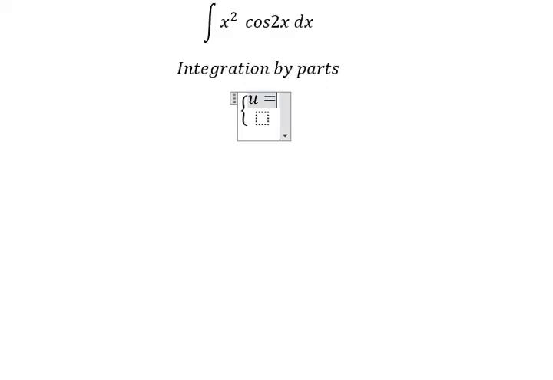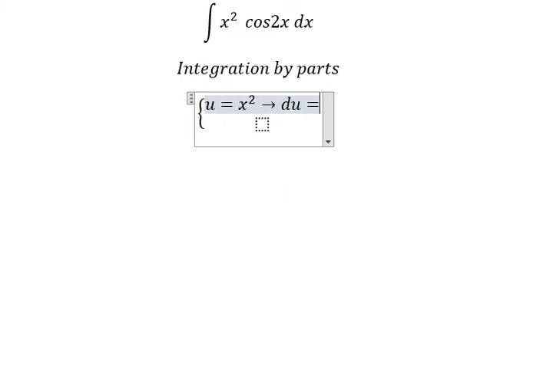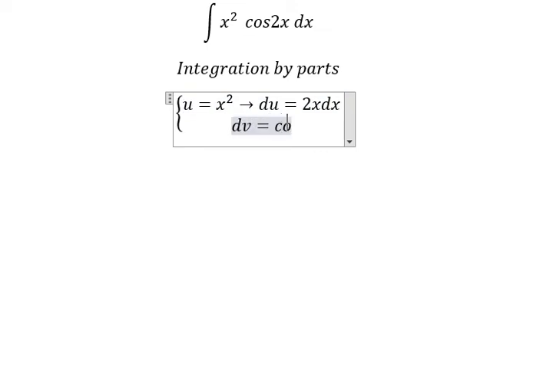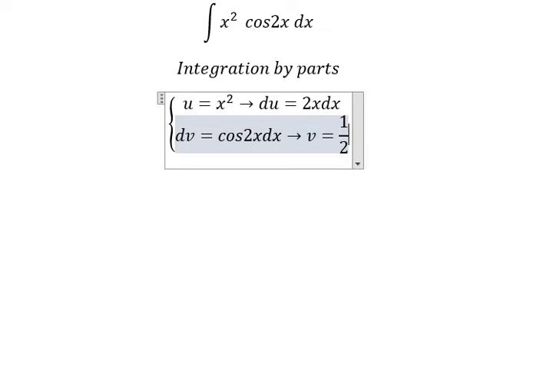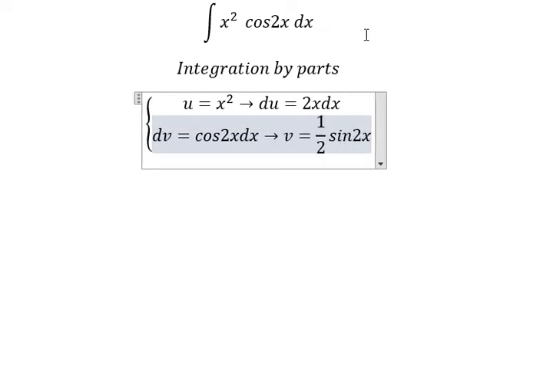equal to s squared. So if I do first the derivative for both sides, we have du equal to 2s ds. dv, we have cosine 2s ds. The integration of this one, we have v equals 1 over 2 sine 2s.